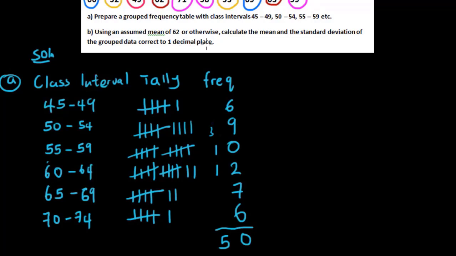Using an assumed mean of 62 or otherwise, calculate the mean and standard deviation of the group data correct to 1 decimal place.